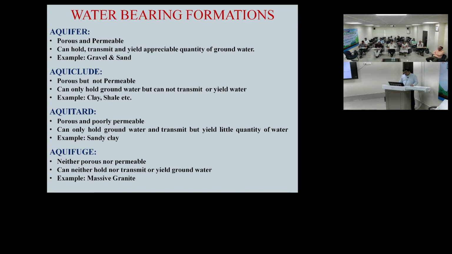Gravel and sand are examples, but clay, in the sense that clay is porous, holds water, but doesn't transmit water, because transmission is very slow. So we call it an aquiclude. That is, it's porous but not permeable. It can hold water but cannot transmit water. That's why clay or shale is an aquiclude. An aquitard is porous and poorly permeable. And there is sandy clay, where clay and sand are mixed.